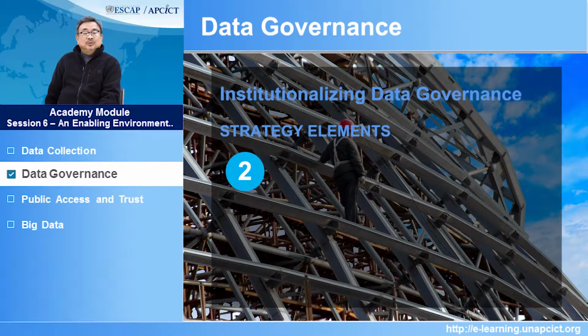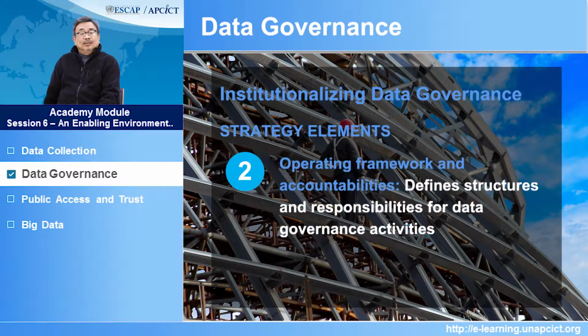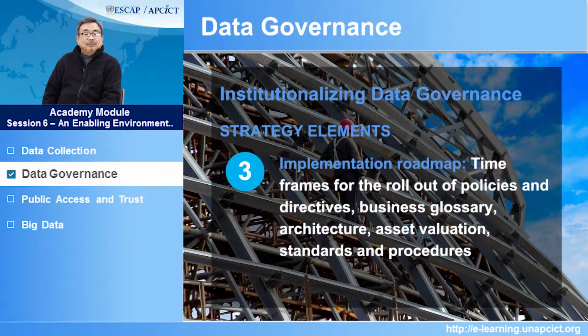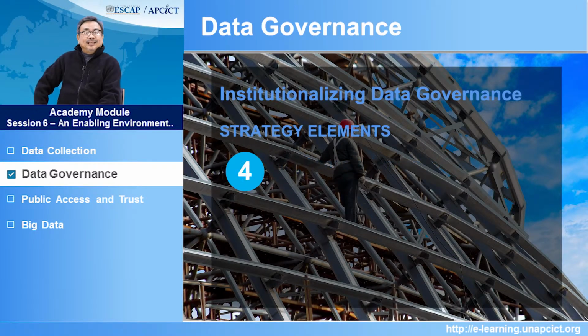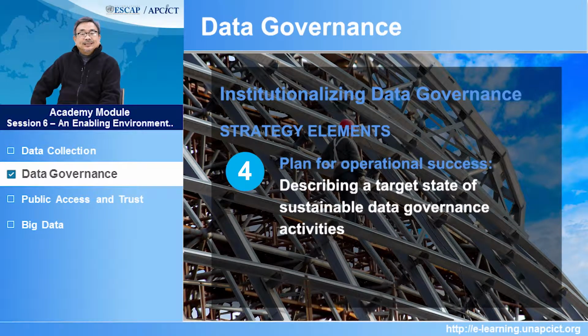The second thing that we have to do is provide an operating framework and accountabilities. We have to define structure and responsibilities for data governance activities. Number 3 is to implement the roadmap. We have to have a time frame for the rollout of policies and directives, create business glossaries, architecture, asset valuation standards, and procedures. The fourth is to plan for operational success, which means describing a target state of sustainable data governance activities.